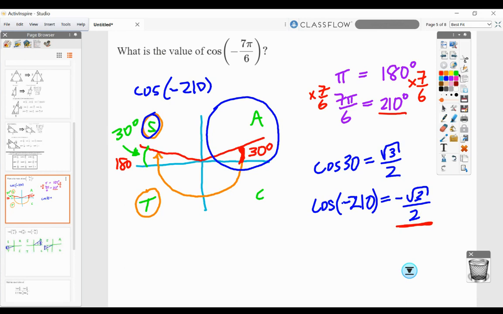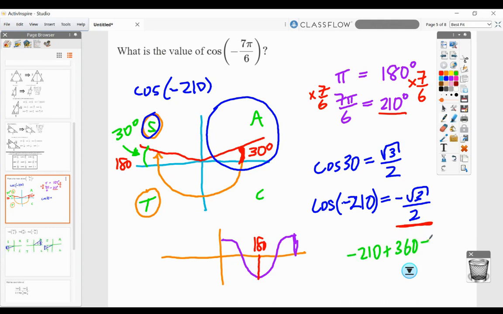Now remember, we did this using symmetry last time, and you can do this. Some of you will prefer, I think, knowing the graphs and using symmetry, which is also very useful. You need to know it. So that's a cosine graph. Now, I know that is 180, right in the middle there. Now, if I was trying to find minus 210, what I'd probably do is get its equivalent. I'd add on 360. So I know its equivalent angle is 150 degrees.